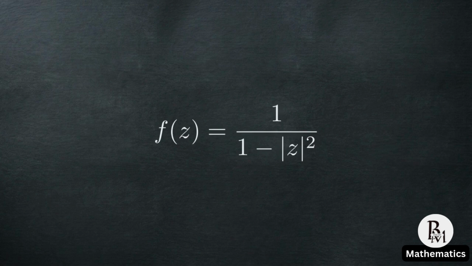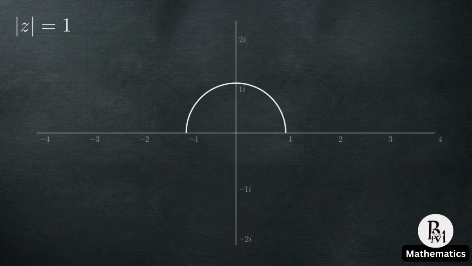Let's examine one final structural anomaly. This formula involves the modulus of z, 1 divided by 1 minus the modulus squared. Running our diagnostic, we look for where that denominator hits 0. This occurs exactly when the modulus equals 1. Geometrically, a modulus of 1 traces the entire unit circle.